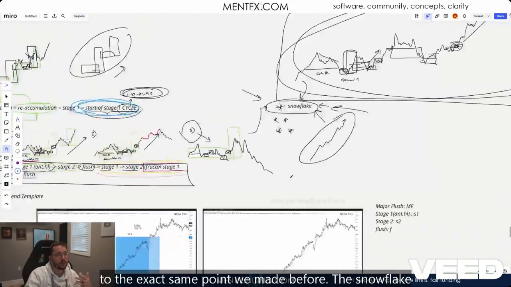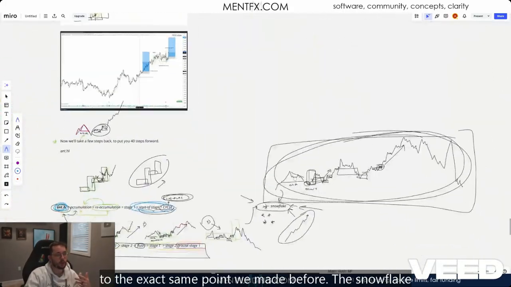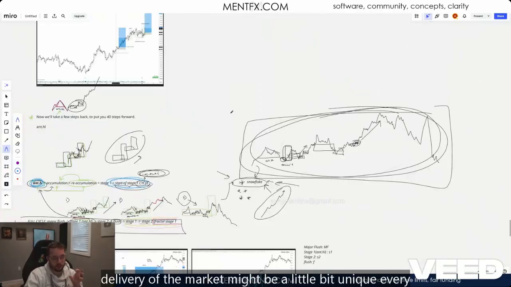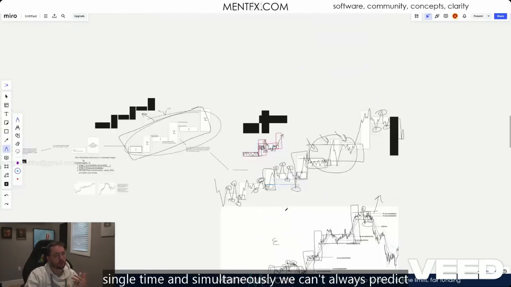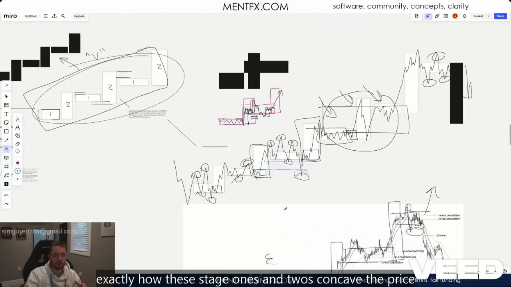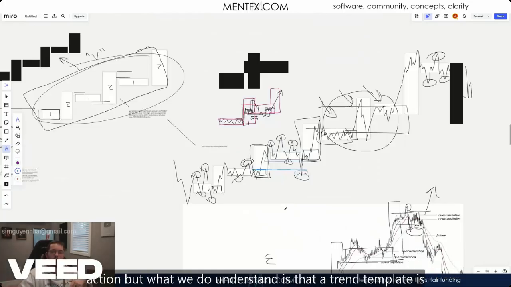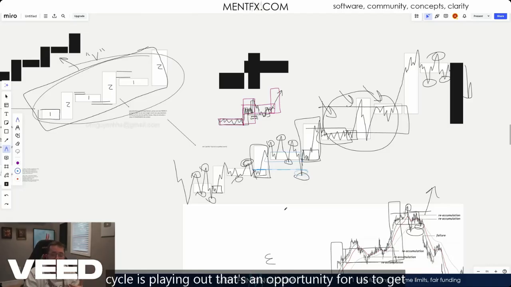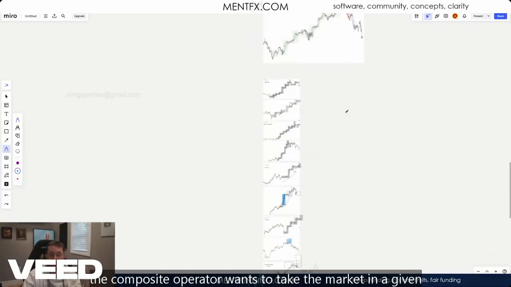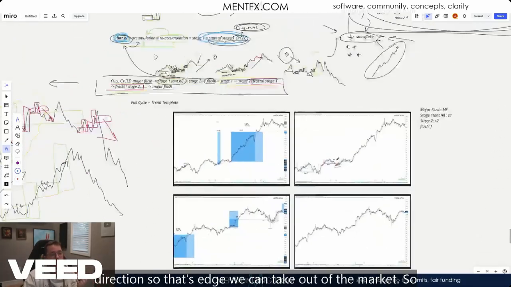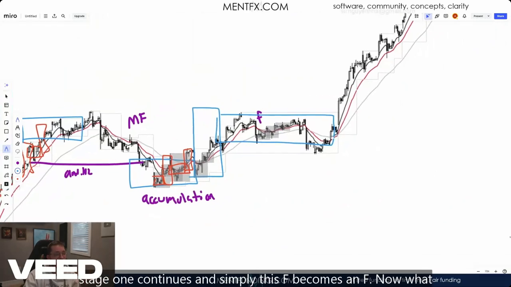And that brings us back to the exact same point we made before. The snowflake delivery of the market might be a little bit unique every single time. And simultaneously, we can't always predict exactly how these stage ones and twos concatenate the price action. But what we do understand is that a trend template is occurring. And if the trend template is occurring or the full cycle is playing out, that's an opportunity for us to get involved, given that everything else is met, because we know the composite operator wants to take the market in a given direction. So that's edge we can take out of the market. Okay, so stage one continues, and simply this F becomes an F, right?